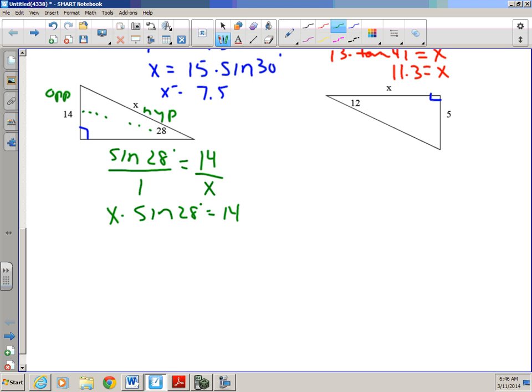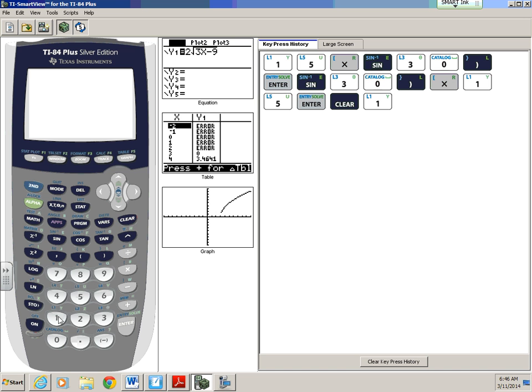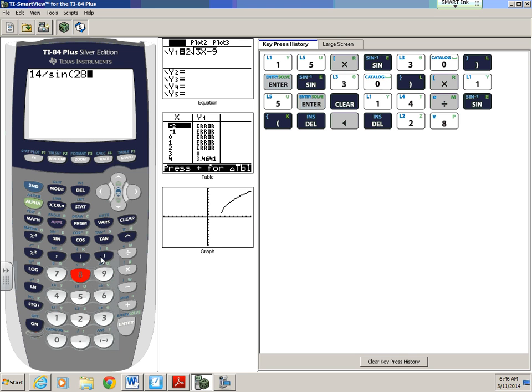We're trying to find x, and it's being multiplied by the function sine of 28. So what do we do? We divide each side by the sine of 28. So when we do that, on the calculator, what we're going to do is 14 divided by sine 28 (don't need both parentheses) to get 29.82. Okay.